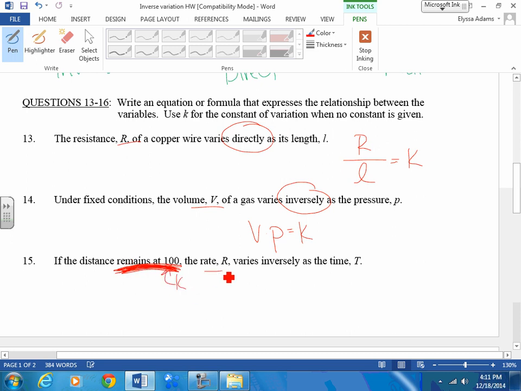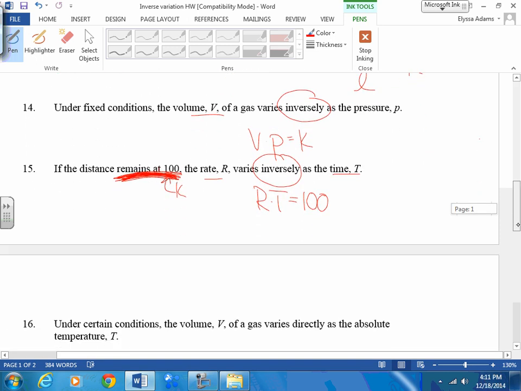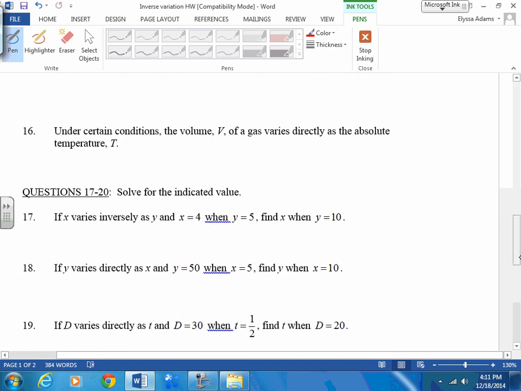And then it says that R varies inversely as T. Inverse means multiply. So R times T is equal to 100. Make sure you don't put K. In this case, it tells us that our constant is 100. So we're at 100, not K. Here we have volume varies directly as the absolute temperature. So there's my K.